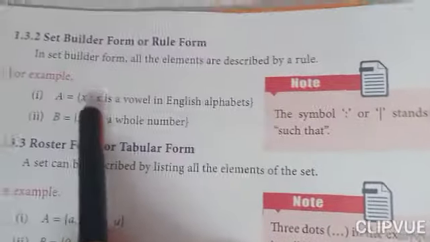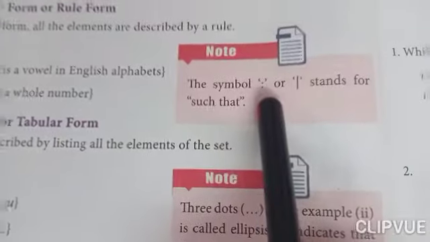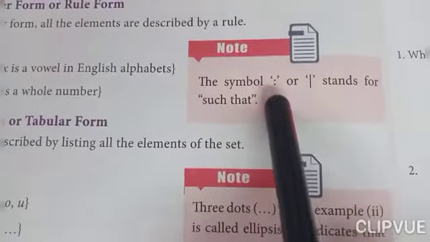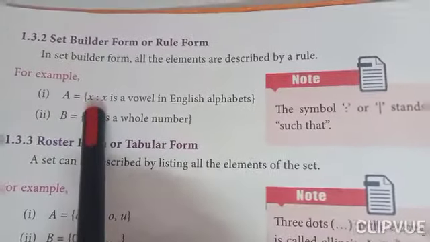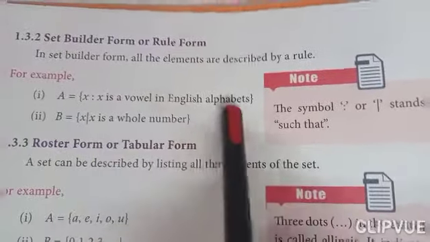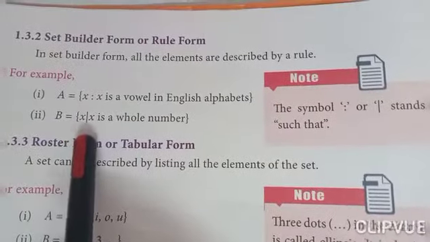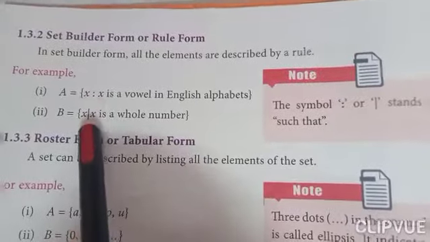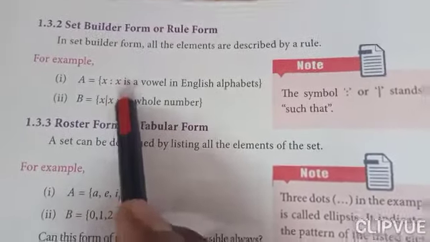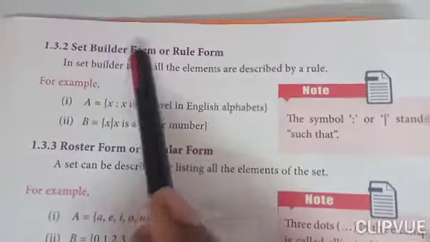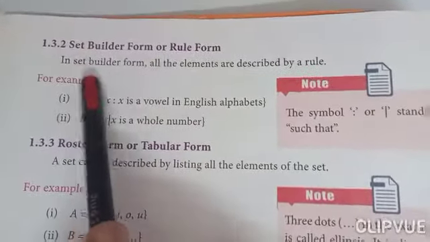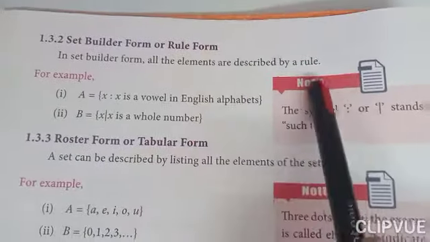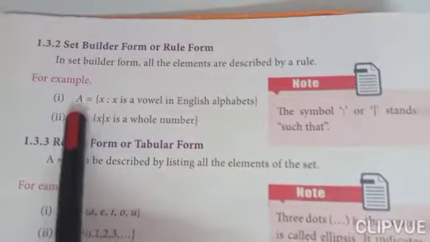Look at here. Here they have used two mathematical symbols. One is the vertical bar, and the colon also has the same meaning, such that. So always you have to read this as x such that x is a vowel in English alphabet, x such that x is a whole number. So don't forget, this and this are the same. You have to read it as such that. So again, I repeat: in set builder form, all the elements are described by a rule. Like this only we have to frame the rule.